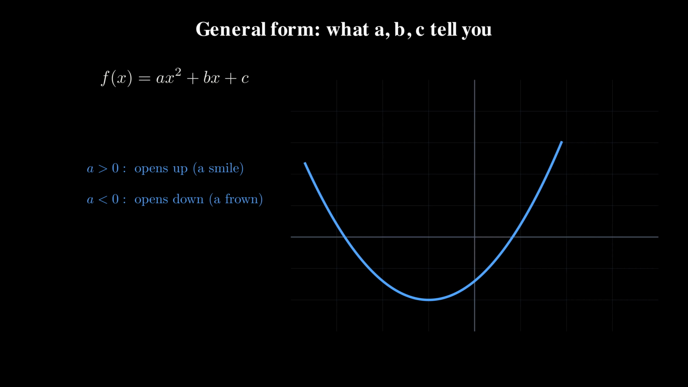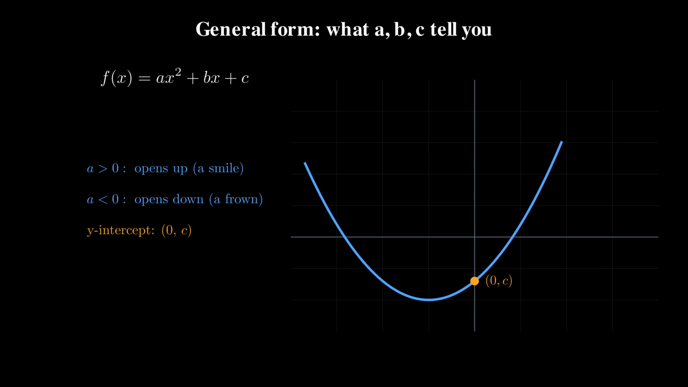The constant c is the easiest of all. Put x equal to 0, and every other term vanishes, leaving f of 0 equals c. So c is exactly the y-intercept. The graph cuts the vertical axis at (0, c).